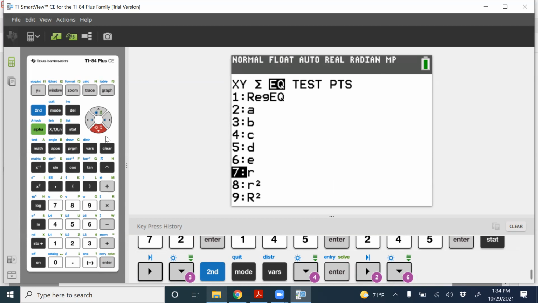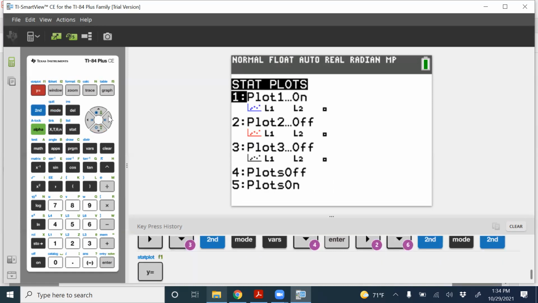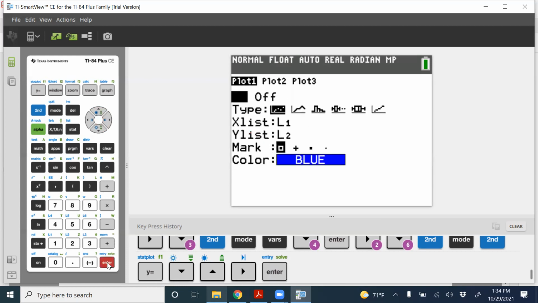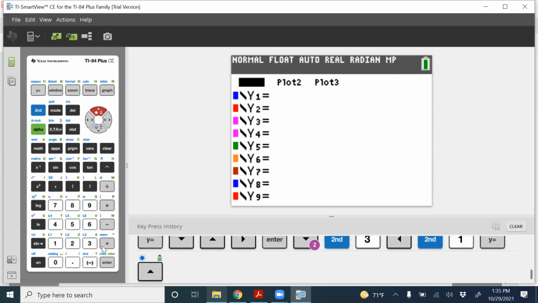If you want a scatter plot, then what you do is you go to second y equals, make sure plot 1 is turned on and L1, L2 are selected. If they're not, you can obviously just hit enter and you can change it. You can always hit second, like L3, for example, if you want a different list. Second one is L1. You can see L1 in blue in the top left corner of number 1. And then, of course, you just go y equals, make sure plot 1 is turned on. You can turn it off if you want, or turn it back on again.